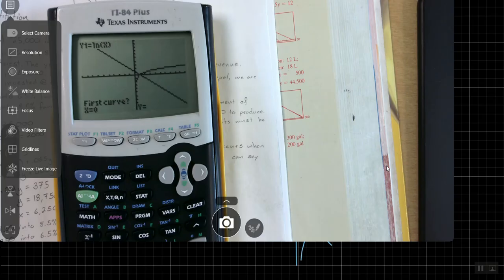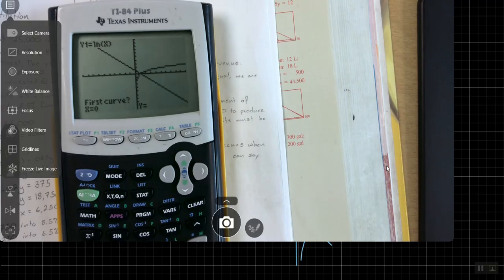Okay. Leigh, do you have first curve on yours? Okay, this part's really important. If you're zoning out because calculator stuff's boring, I would zone in. We are choosing this function. It's just saying, do you want the first function to be y1? Yeah, I do, calculator. Yes.